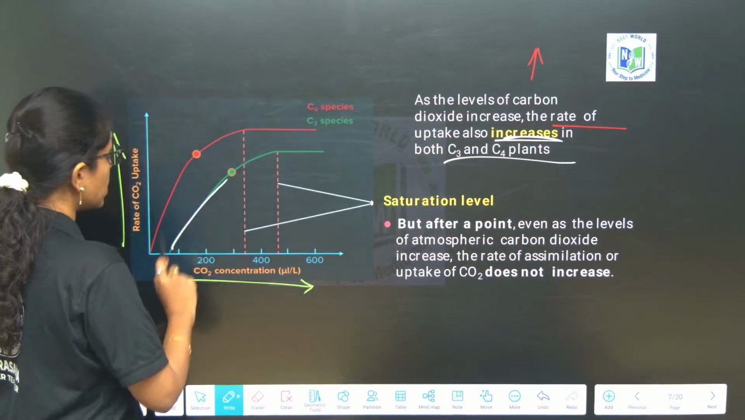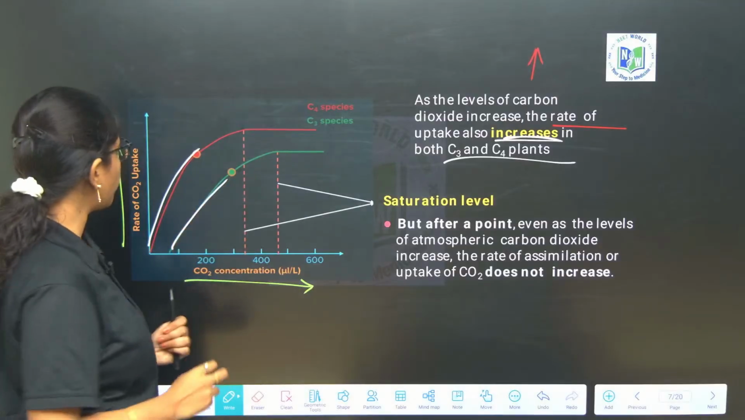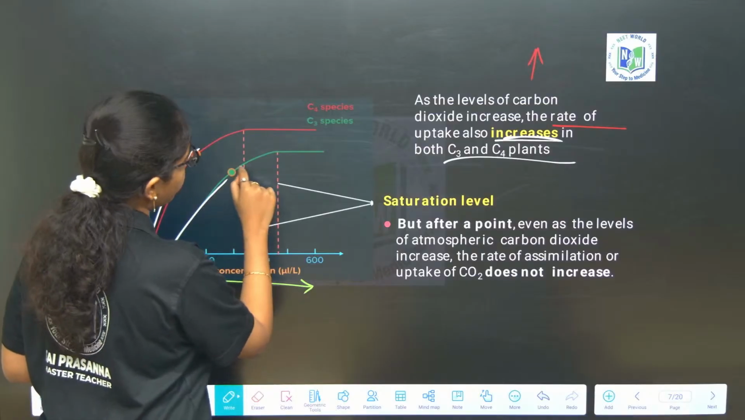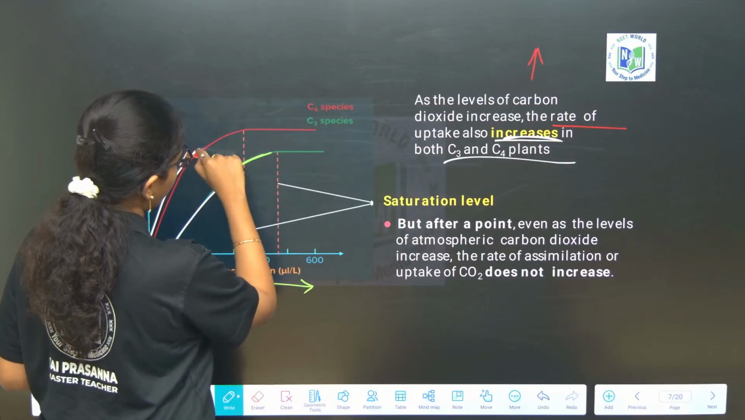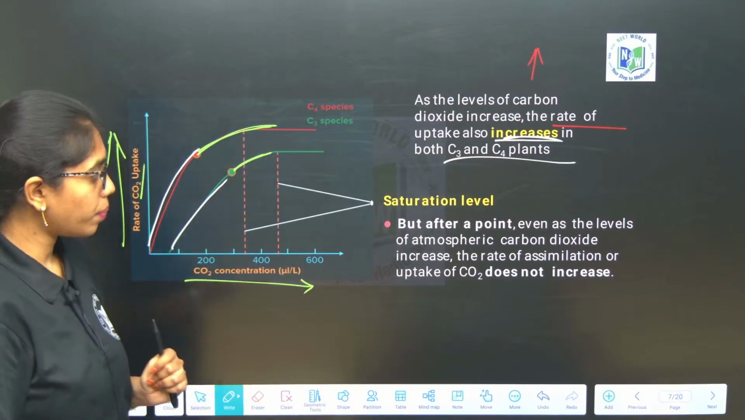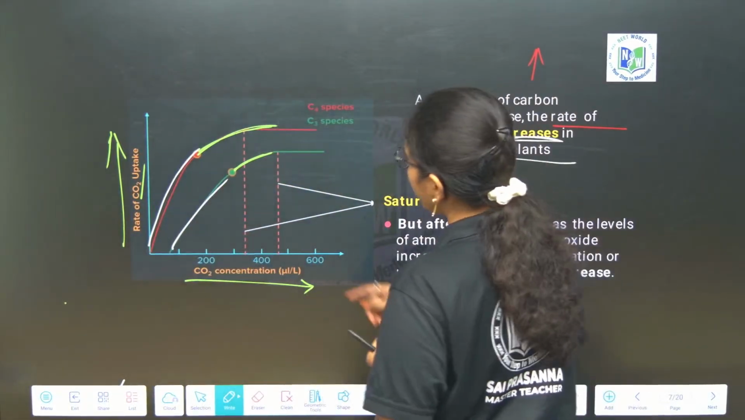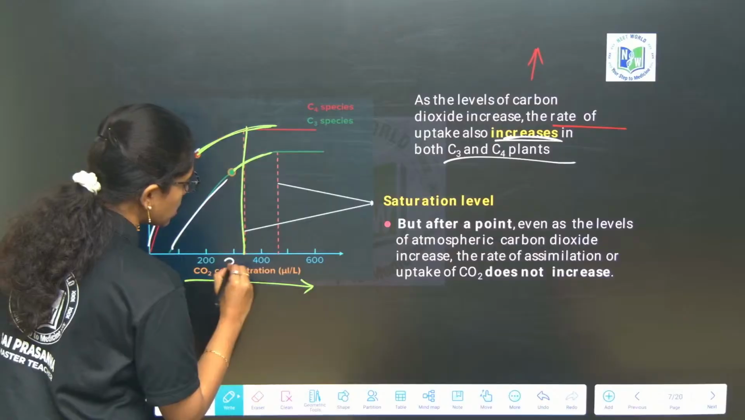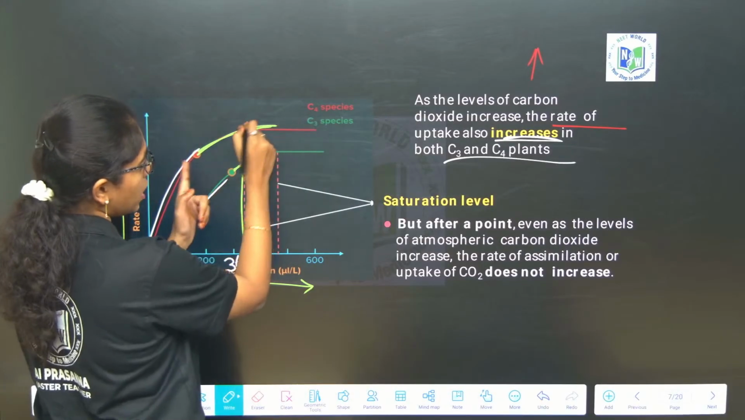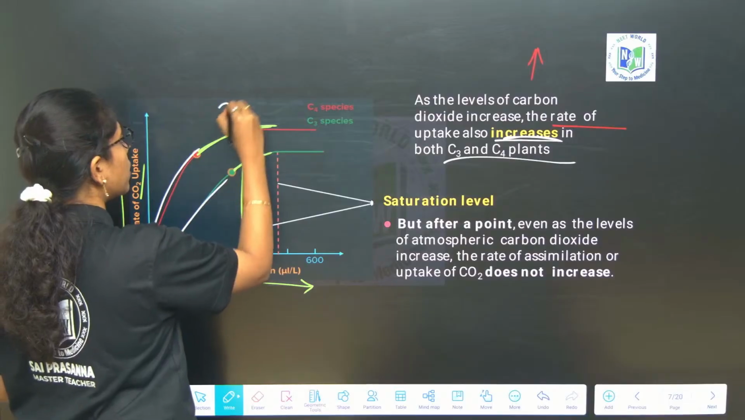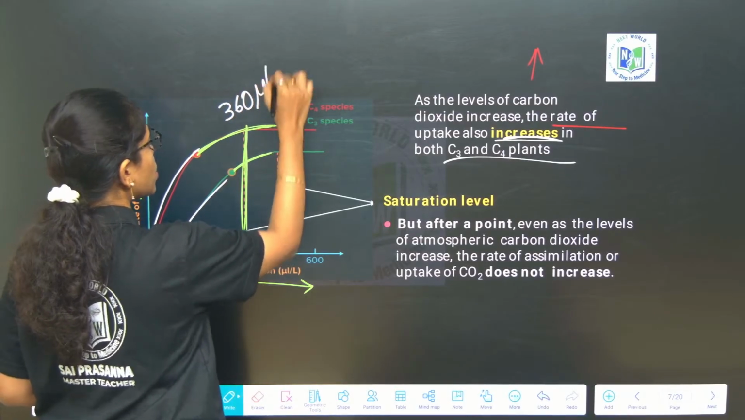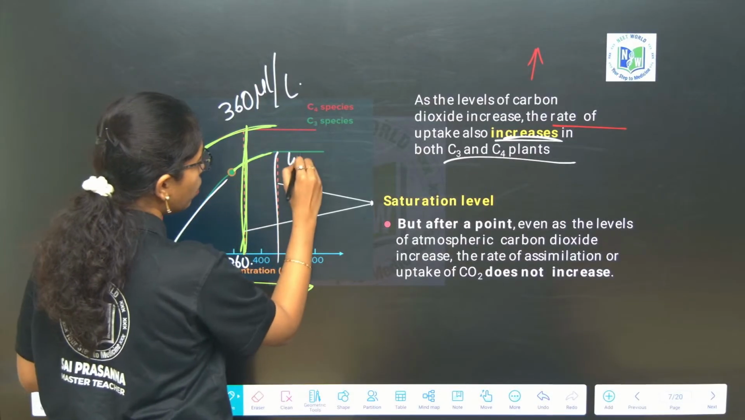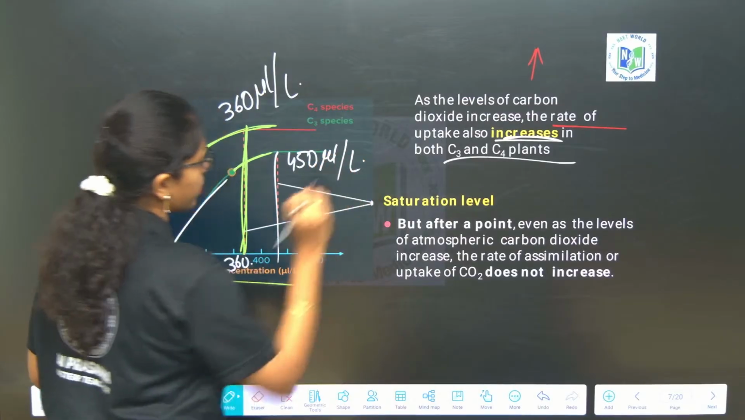Can you see here, both in C3 and C4 the rate of uptake of carbon dioxide is increased, but the saturation point of C3 plants is less when compared to the saturation point of C4 plants. For C4 species, the carbon dioxide concentration saturation point is around 360 microliters per liter, and for C3 plants it is around 450 microliters per liter. Clear, right?